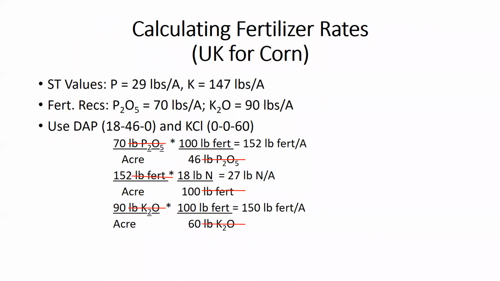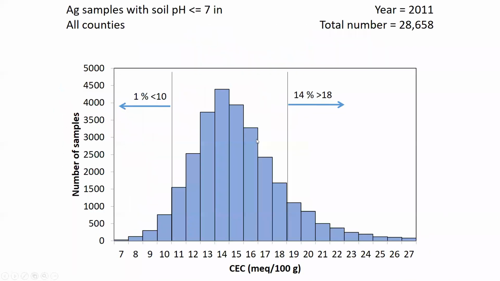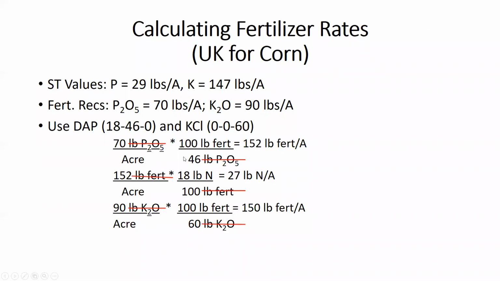This is something just real basic and quick. How do we calculate? Okay, I've got my soil test results. I need to add so many pounds of P2O5 per acre. Okay, I'm using DAP. My recommendation is 70 pounds of P2O5 per acre. So for every 100 pounds of DAP, it contains 46 pounds of P2O5. So 70 divided by 0.46, I need 152 pounds of fertilizer per acre for this soil test value.